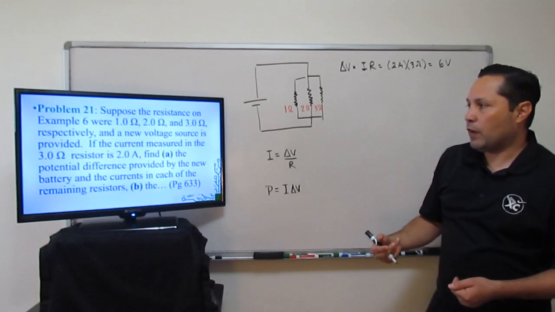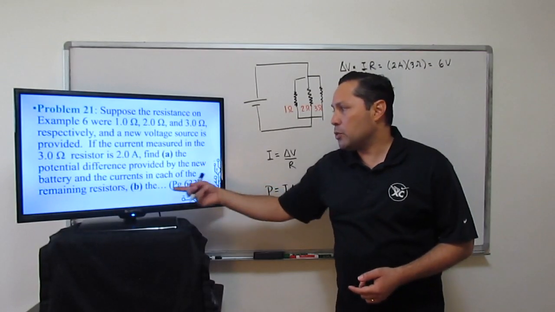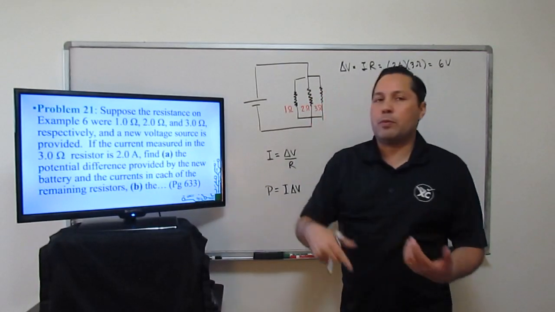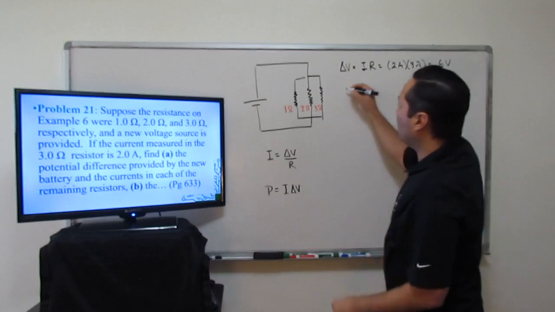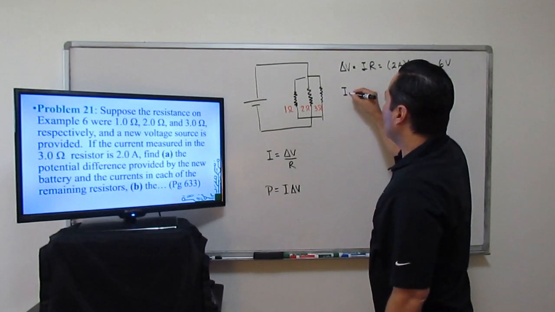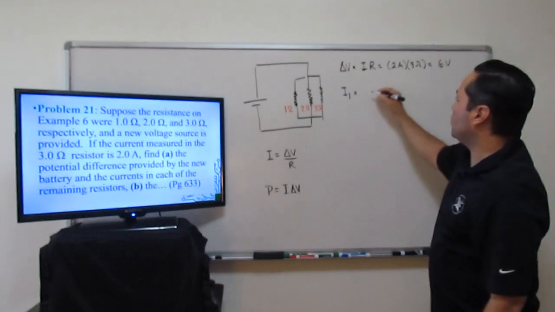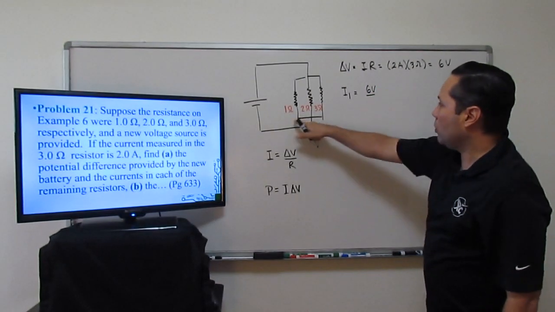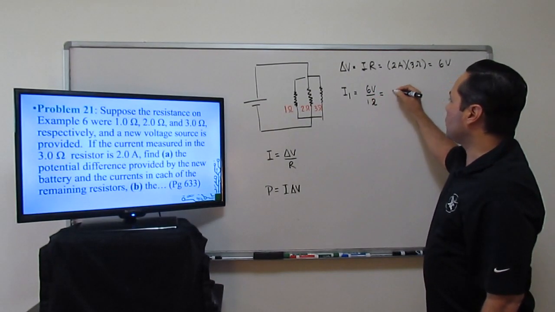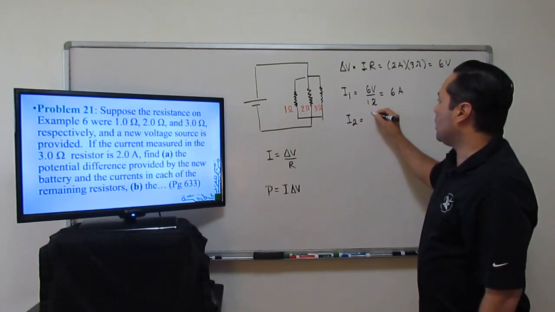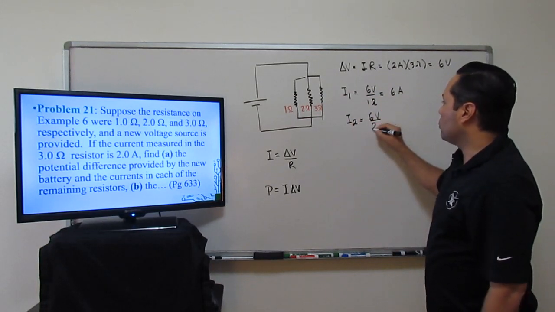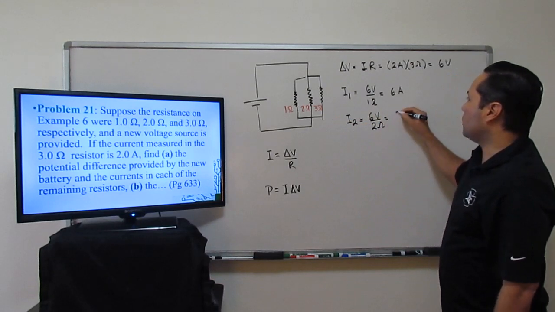Now they have a follow-up question. After you do that, also find the currents for each of the remaining resistors, the first and second resistors. So what is the current for each one of those? We're going to use this formula for resistor number 1. It's going to be the potential difference of 6 volts over 1 ohm, so that gives us 6 amps. And for current number 2, that gives us 6 volts over 2 ohms, so that gives us 3 amps.